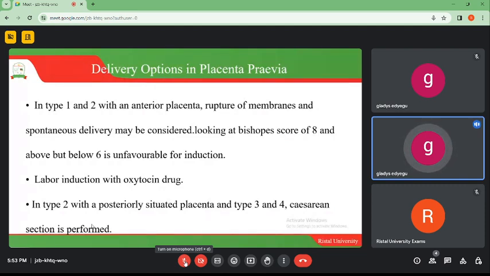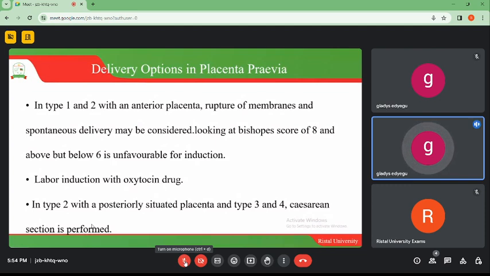So sometimes we can do induction, but we have to look at the Bishop's score. When you look at the Bishop's score, there are different parameters that we observe. When we score and we get 8 and above, then we can be really sure that when we do induction of labor, we can succeed in delivering these mothers. But when it is below 6, then your induction may fail. So we have to look at the Bishop's score so that we can achieve spontaneous vaginal delivery.